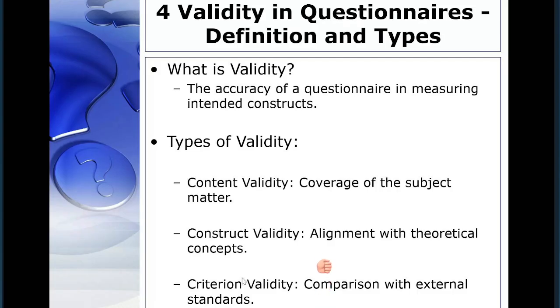Construct validity checks if questions align with theoretical concepts, analyzing if brand trust truly reflects underlying dimensions of quality, satisfaction, etc. Criterion validity compares results with external standards or benchmarks, helping confirm the accuracy of the questionnaire in real-world settings. High validity confirms that the data collected is both reliable and meaningful for research.